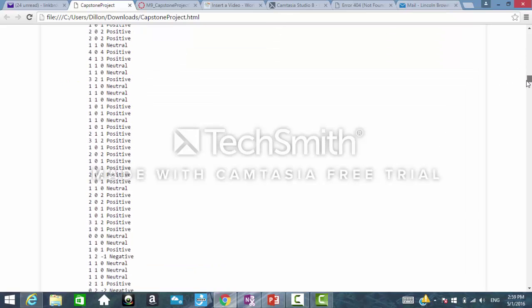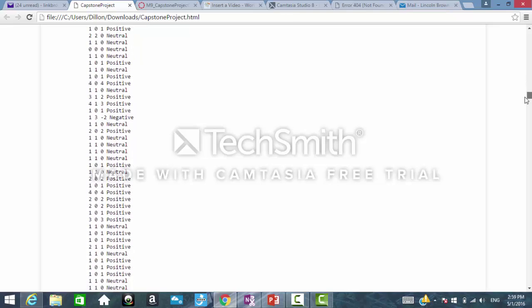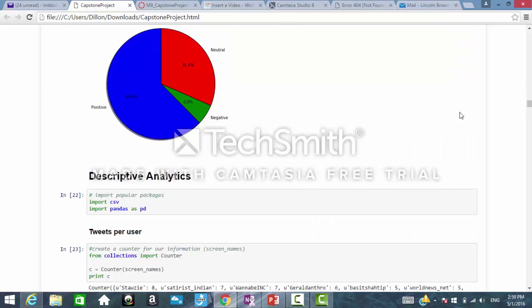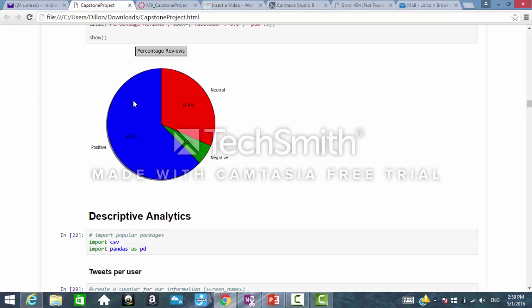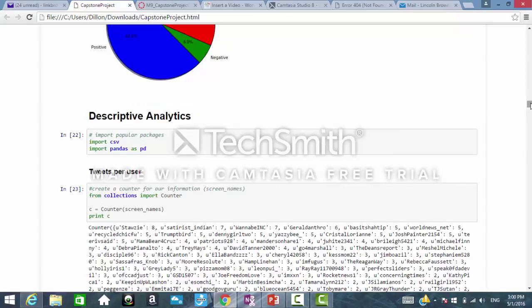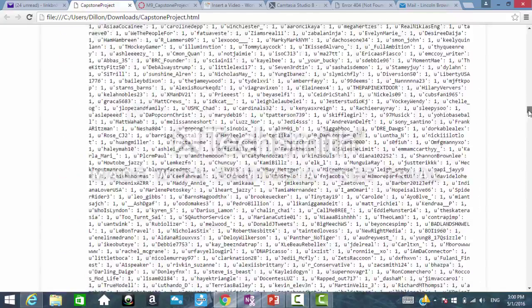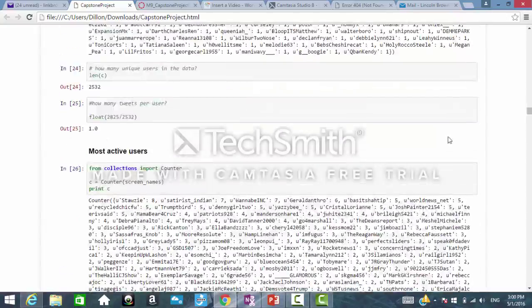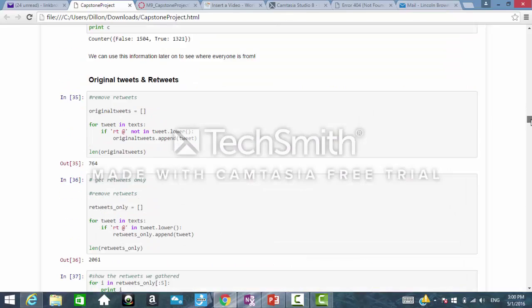In terms of visualization, we have it here in a pie graph to visualize the types of tweets: positive was 62%, neutral was 31%, and then negative was 6%. From there, we went into some additional descriptive analytics, such as the tweets per user and the most active users. How many tweets per user, which is 1, and there appear to be 2,532 unique users in the data set.